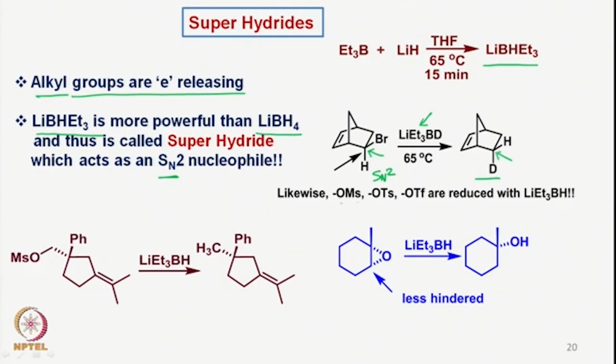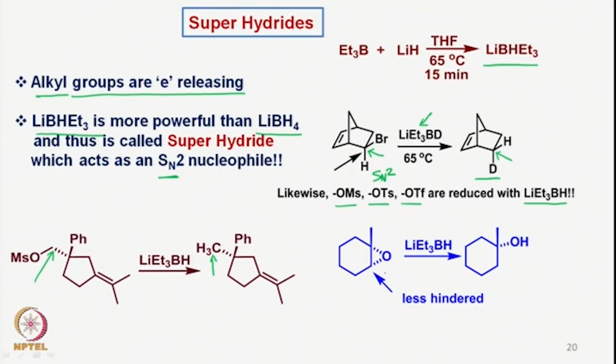Not only bromine, but mesylate, tosylate, triflate are also reduced with lithium triethyl borohydride. And as you can see here, there is a reduction of the mesylate, and then it leads to the corresponding methyl group formation. It also allows reduction of epoxides, and of course as you can see very easily that the reduction would occur from the less hindered side.